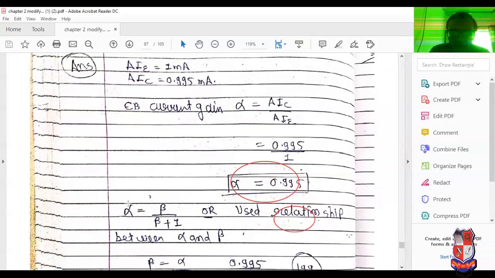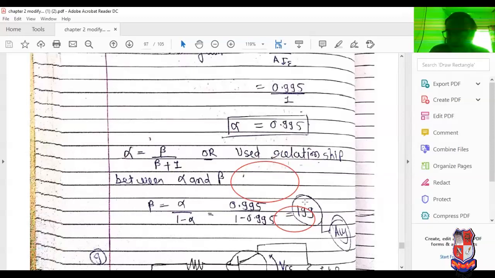0.995, and alpha equal to beta upon 1 plus beta. Why this happened? That relation I will derive in the next lecture. So beta equal to alpha upon 1 minus alpha. So it is known as 199. So it is the answer related to the example.